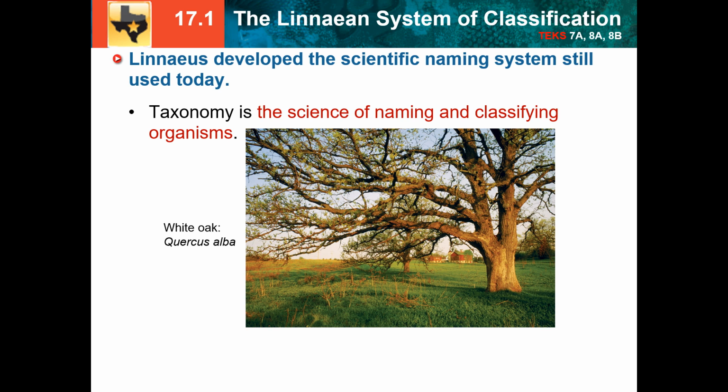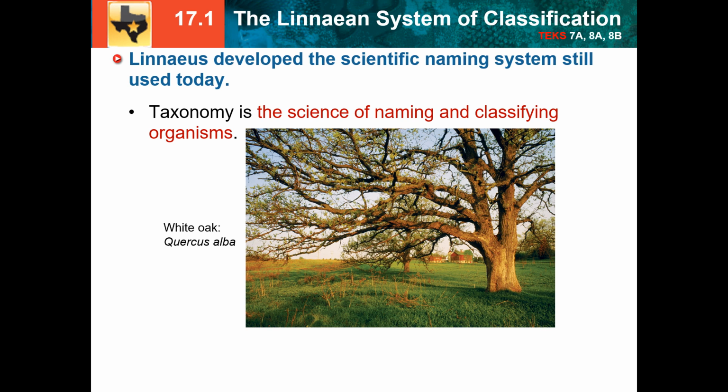Linnaeus developed a scientific naming system that's still used today. When you think about all of life, from plants like this tree, to all the different animals that might be in this picture, to even the humans in this house, the question is, how do we name these things so that they make sense to everybody? So that a scientist working in Houston, Texas can communicate with some scientist over in China, there has to be some sort of common naming system.